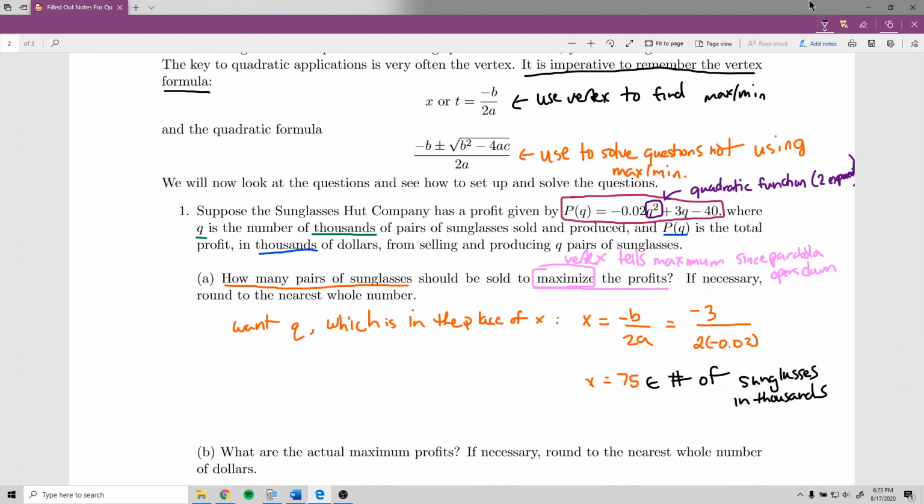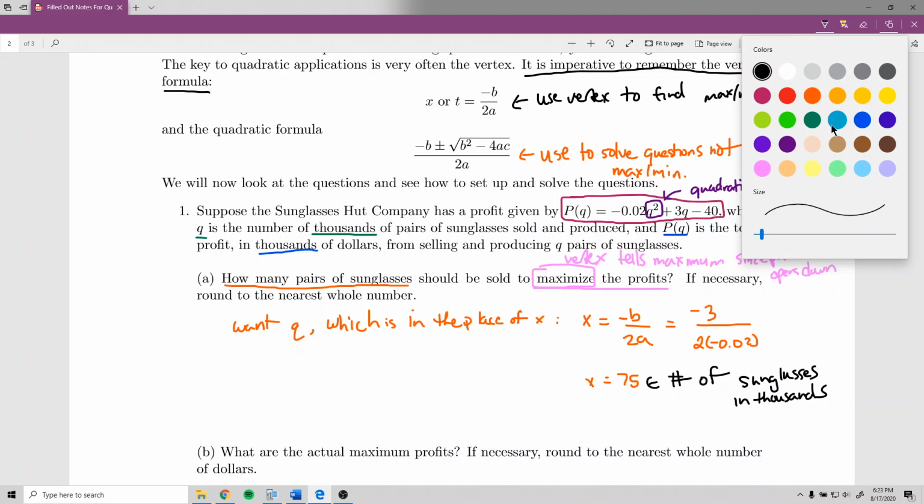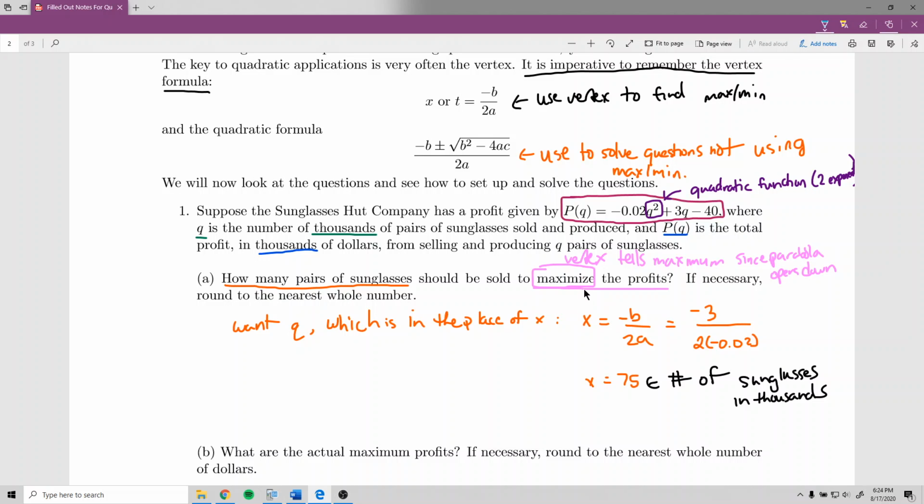So the answer to this question, how many pairs of sunglasses should be sold? It should be 75,000. Now the second part says, if necessary, round to the nearest whole number. Just do that at the beginning. So if you had 74.5, that would round to 75, and then you would have this as your answer as well.